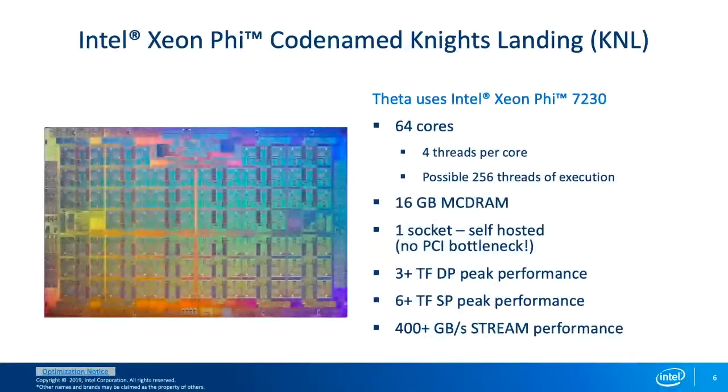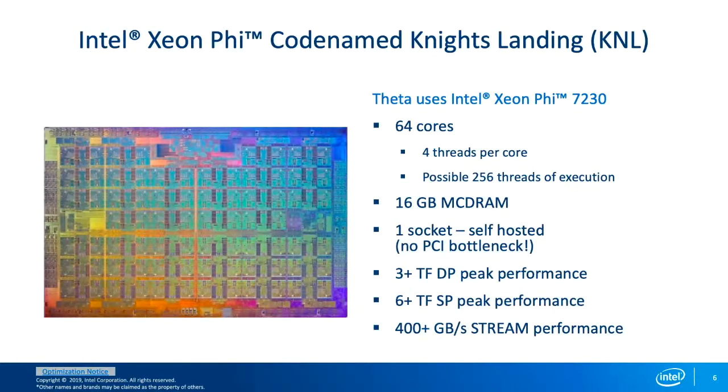What you have here in Theta is a Xeon Phi 7230. That's essentially a 64 core processor that has up to 4 threads per core. So it gives you 256 threads possible for execution. It comes with 16 gigabytes of MCDRAM on chip. This is a high bandwidth type of memory that we'll talk a little bit more about later in the presentation. It is a single socket node.